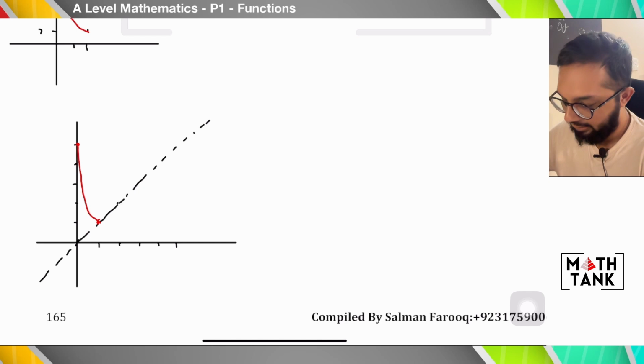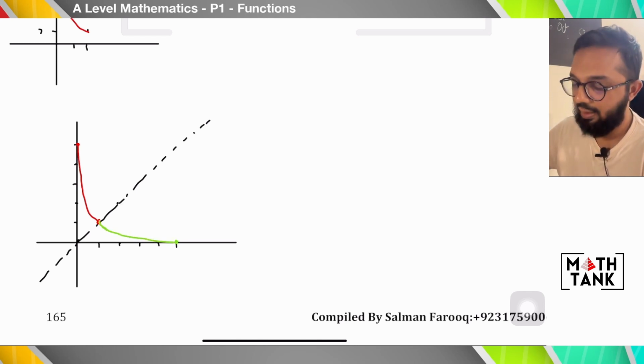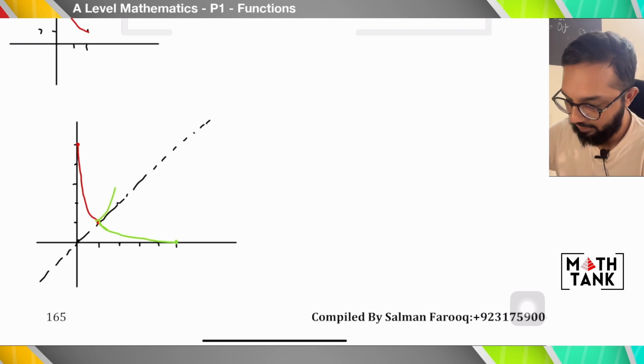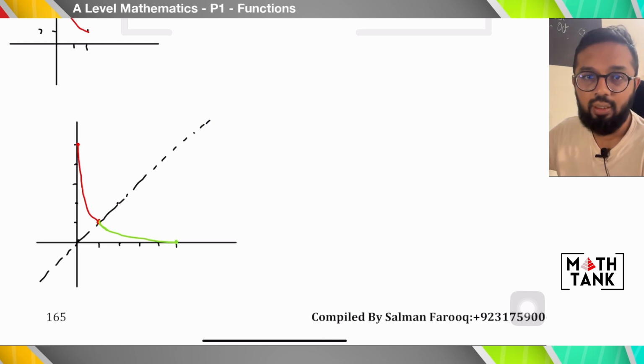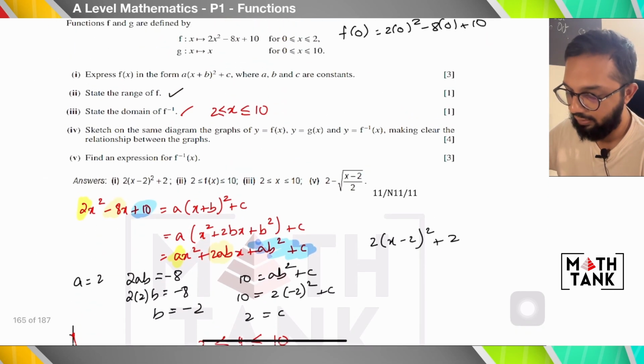This time it's going to get reflected, and instead of 0 comma 10, I will have 10 comma 0, and the graph is going to look like that. It was supposed to be turning from here, but it has to stop at the turning point for it to be a valid function.